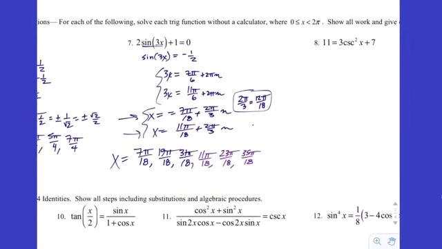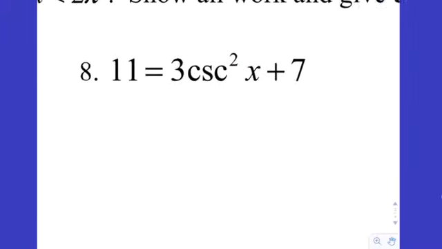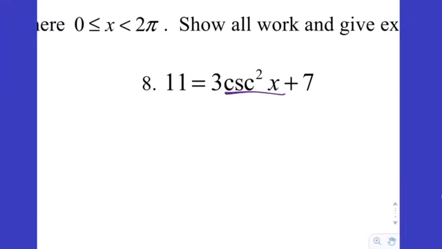And some people did that. All right, now number 8. Number 8 was interesting. A lot of people really butchered this one up for some weird reason. Some people tried to factor it, which it doesn't factor very nicely. But there's only a single term with a variable in it. And remember, when that's the case, your goal is to get it by itself.